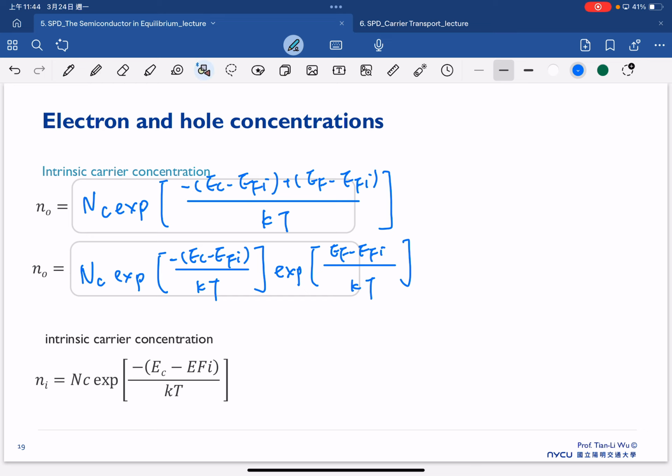as the intrinsic carrier concentration, because now we calculate the EC minus EFI, so now we can call this Ni, which is the intrinsic carrier concentration, which is EC minus EFI here.